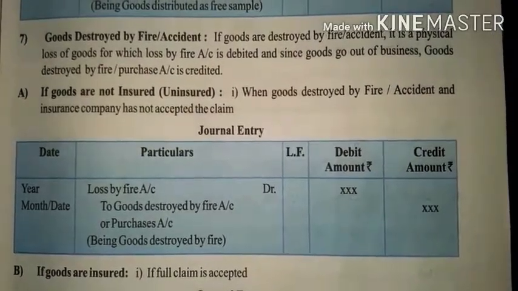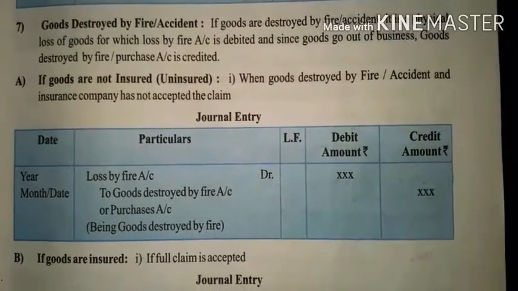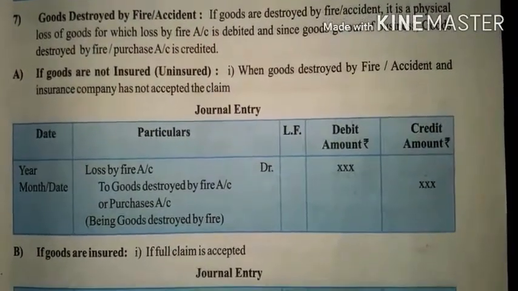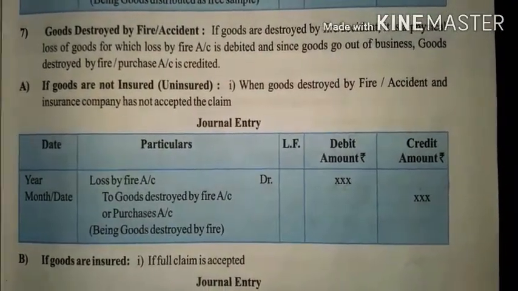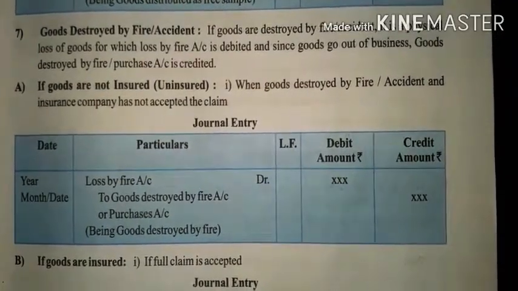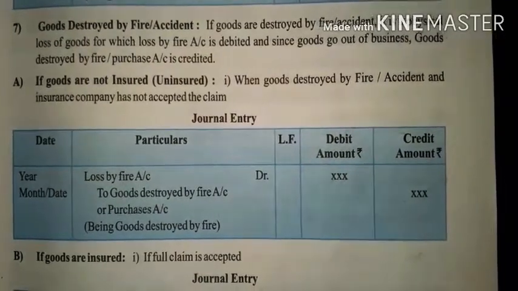Now what has gone out? What is destroyed? Goods are destroyed. So goods are gone out of the business. They are destroyed by the fire. That is why it is going to get the credit effect. Goods destroyed by fire/purchase account is going to get the credit effect. So this is how the transaction works.